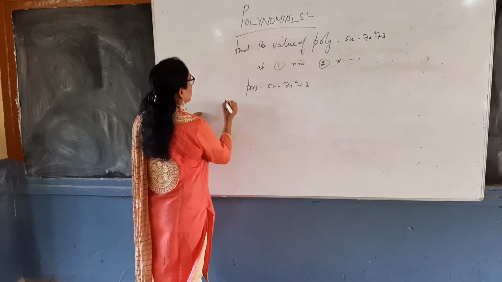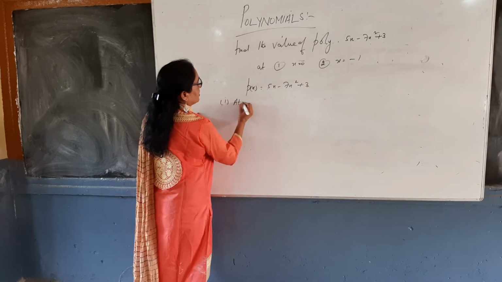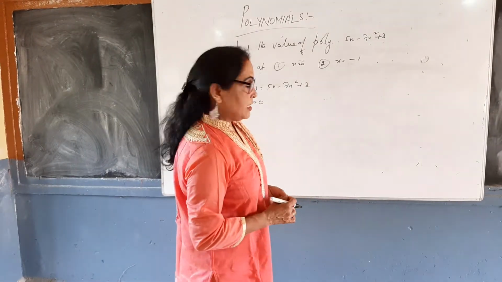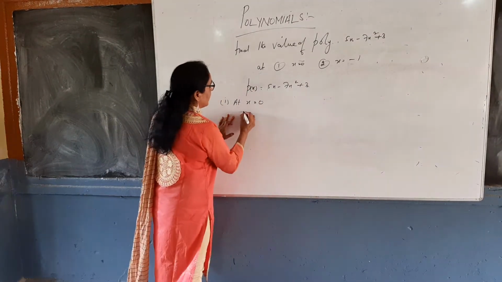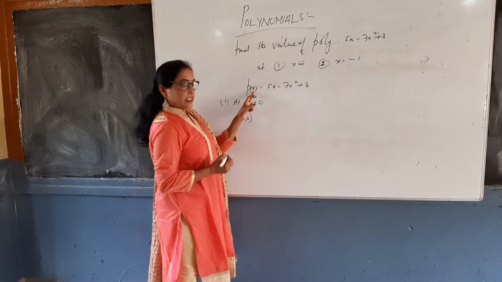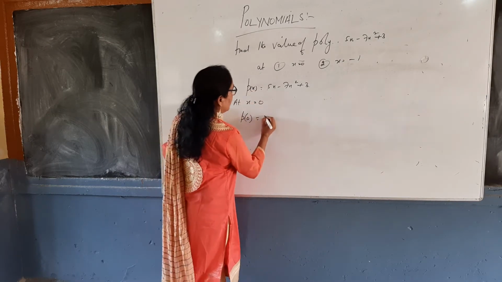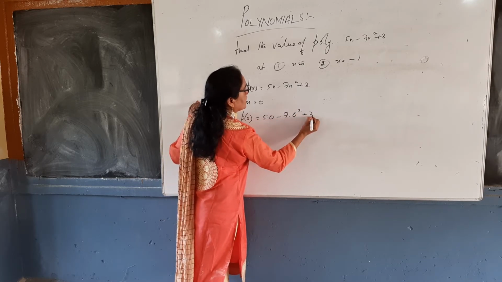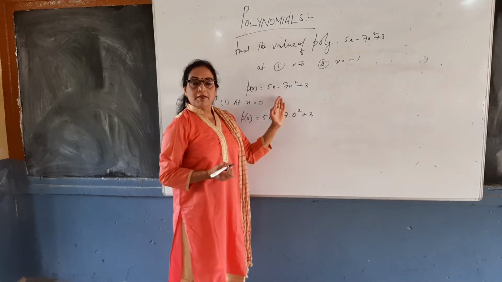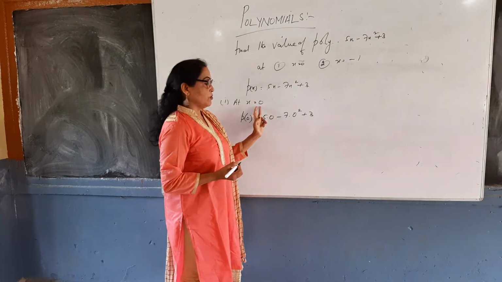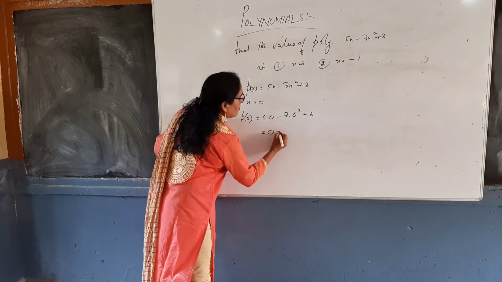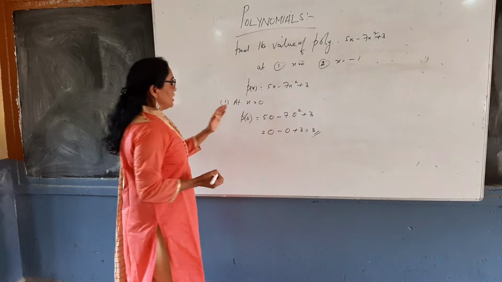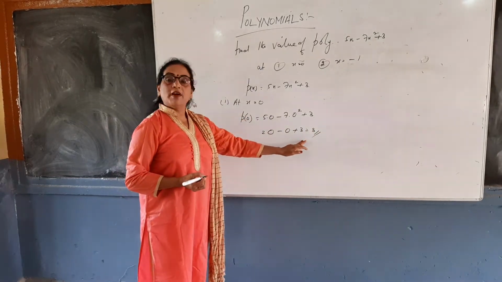Now first condition, at x equal to 0. We will take p(0), replacing x by 0. Here it is 5 into 0 - 7 into 0 square + 3. Any doubt? What we have done? We have replaced x by the value 0, so 0 - 0 + 3. So the answer is 3. If we put x equal to 0, we will get the value 3.